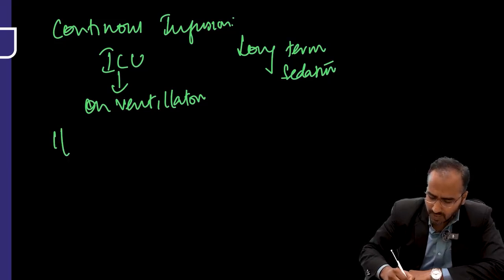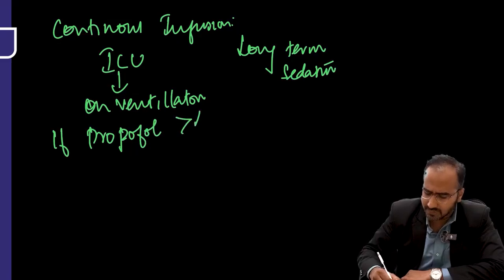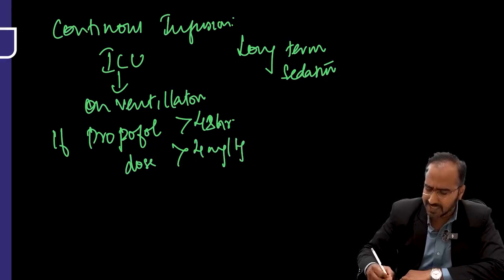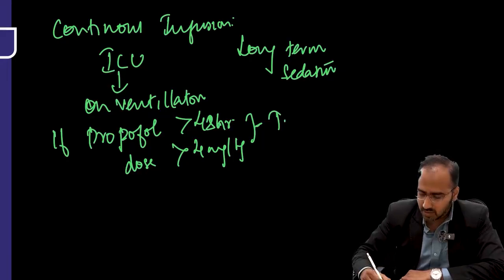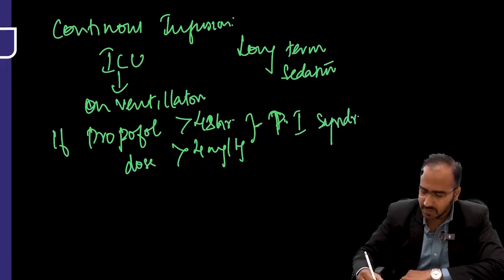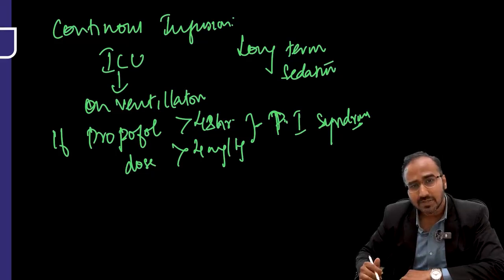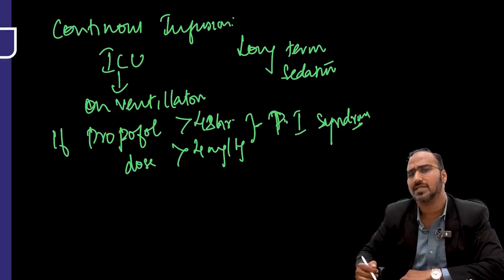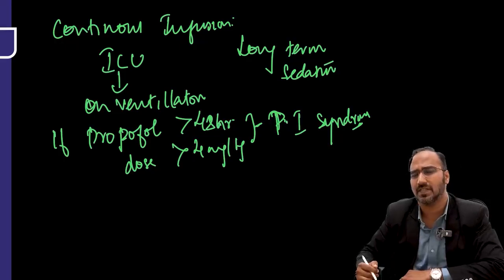If propofol is used as long-term sedation for 48 hours or more, at a dose of more than 4 mg per kg, then the patient might land up in a thing called propofol infusion syndrome, which is characterized by skeletal myopathy, cardiomyopathy, and rhabdomyolysis. Metabolic acidosis can also happen with this propofol.